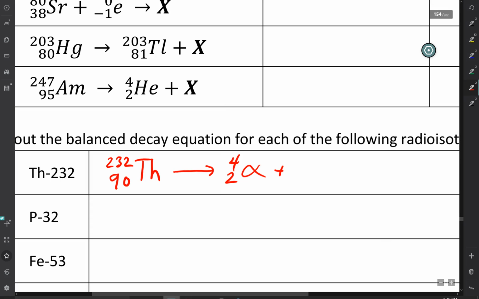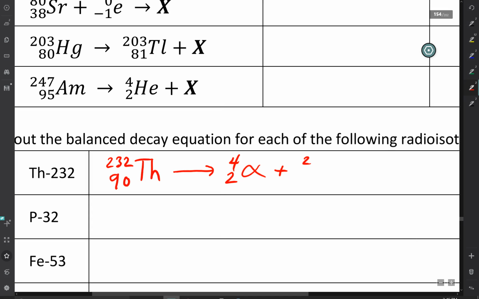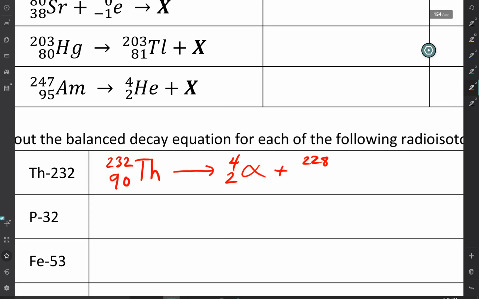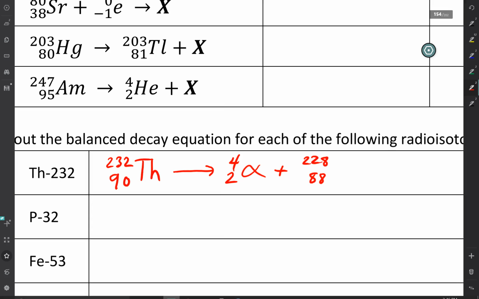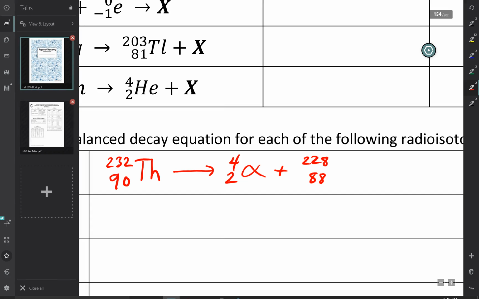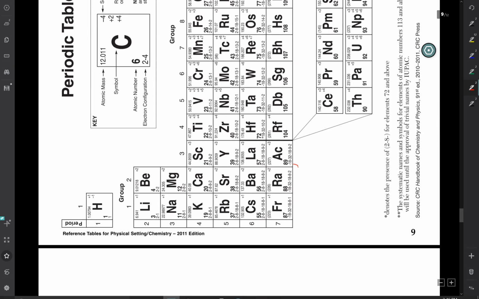I know that my nuclear equations have to be balanced for mass and for charge. I have a total of 232 AMUs on my reactant side. I have 4 on my products. Doing hopefully some simple subtraction, I come up with 228 as my mass. I'll repeat the same idea with the number of protons or atomic number. I must have 88. And then going back and looking at a reference table of some sort, or a periodic table, 88 gives us Ra, radium.